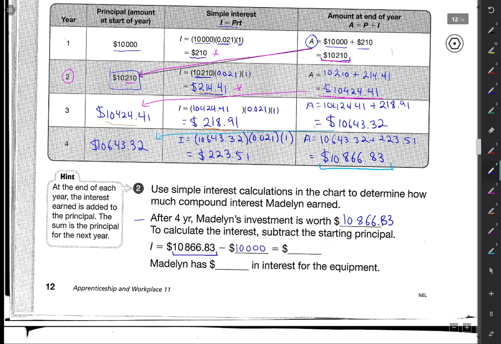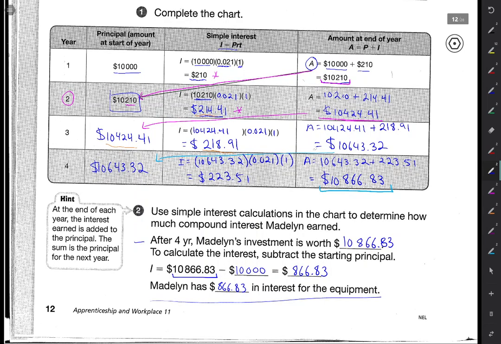So if we subtracted those two numbers, we would get $866.83. So Madeline has $866.83 in interest for the equipment. That's how much interest she earned there.